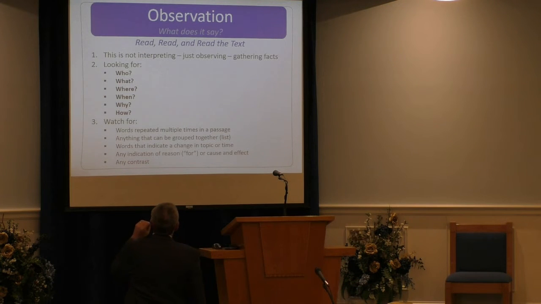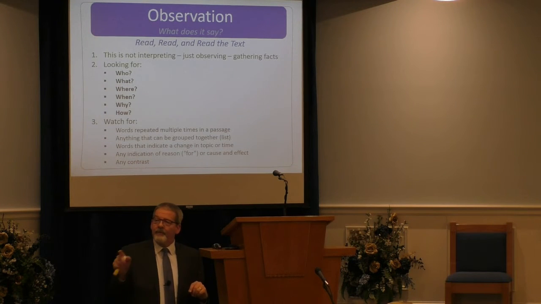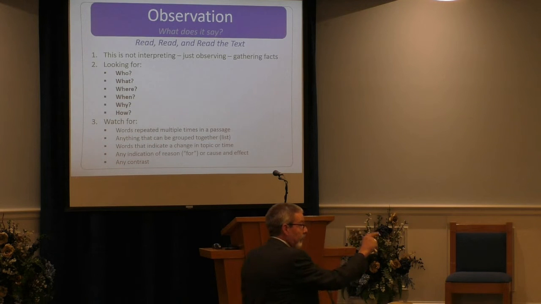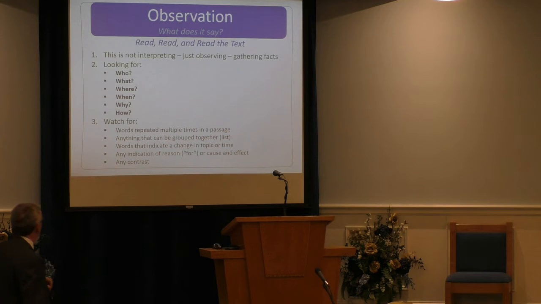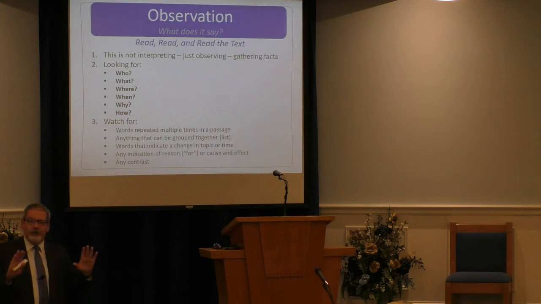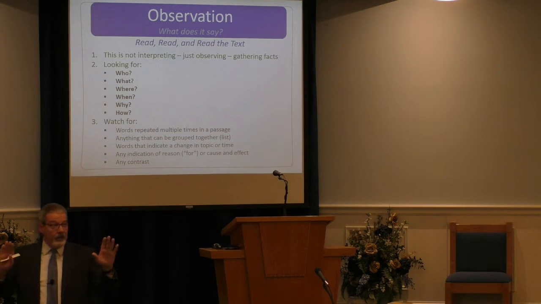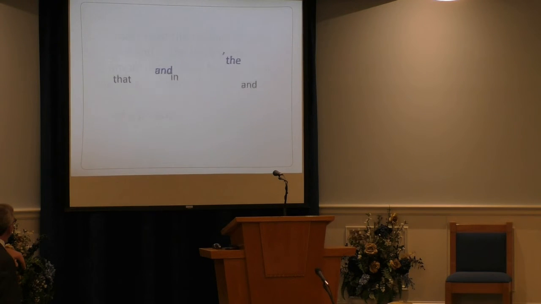Look for any indication of a reason. Look for the word "for." You're all children of God by faith in Christ. For, as many of you have been baptized. Here's the reason to follow. Watch for key words like that, "for," that show cause and effect. Notice any contrast. You'll see this in 1 John as you read through it. John talks about one thing, and then he contrasts love and hate, light and darkness, those kinds of things. All right, we're in the observation stage.